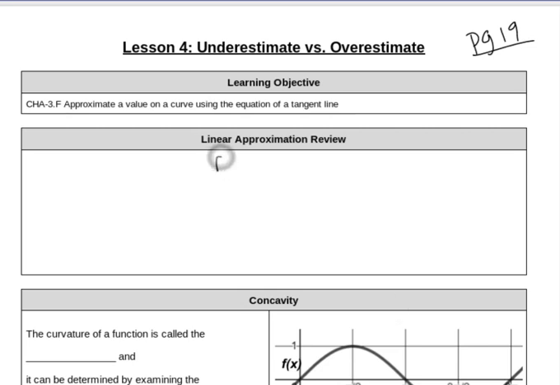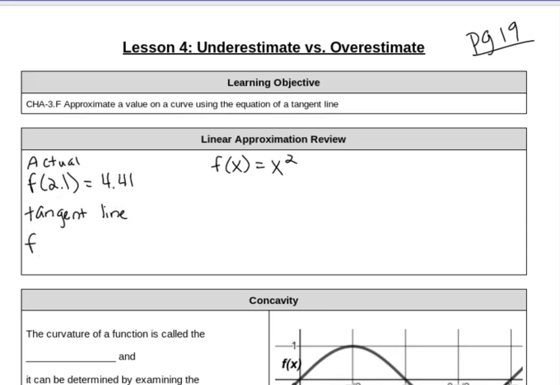I want to do a quick review of linear approximation then, because that is what we're going to be talking a lot about. We've got f of x is equal to x squared. If you remember back in lesson 3, we found the value of f of 2.1. We multiplied it out, we got 4.41. This was the actual value that we found. Then we decided to use the tangent line to get an approximation. From the tangent line, we found that f of 2.1 was approximately equal to 4.4.